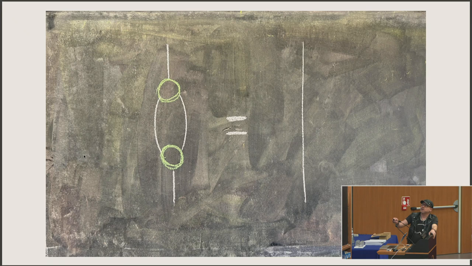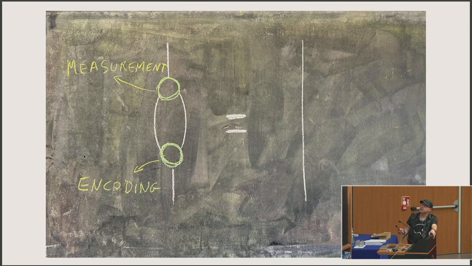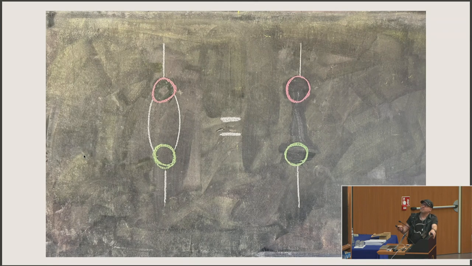So again, encoding and then measuring does nothing. Now, I encode in one basis, and I measure in the other basis. So I encode in Z, and I measure in X. Now, Z and X are mutually unbiased. They're as far apart as they can be.